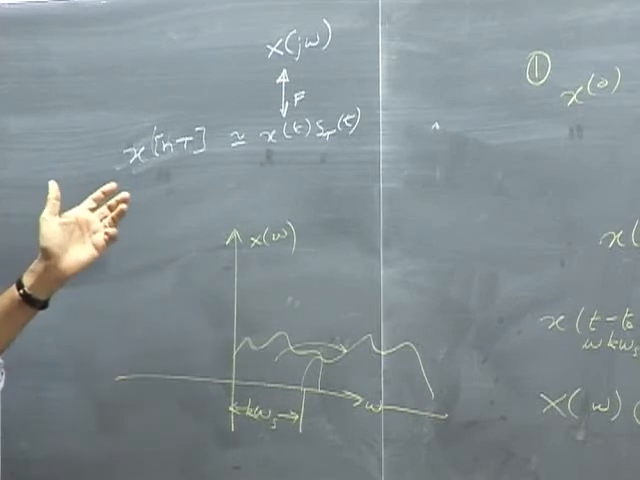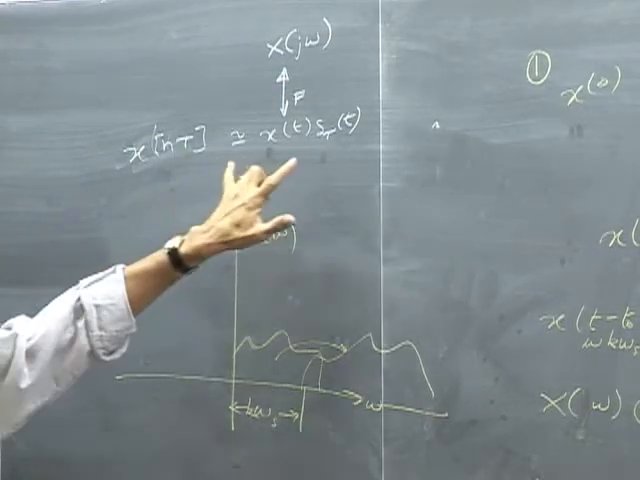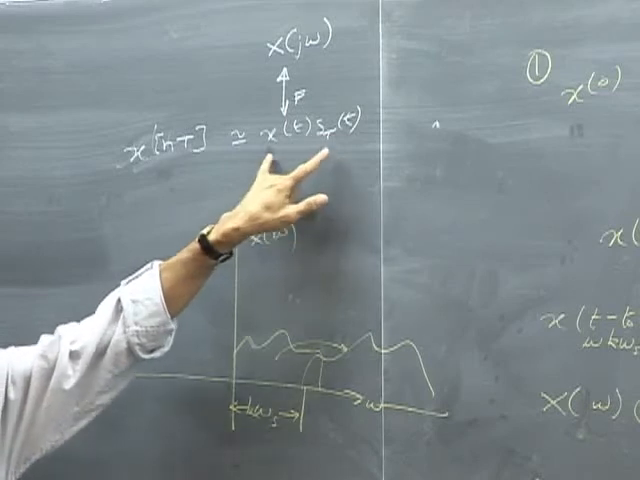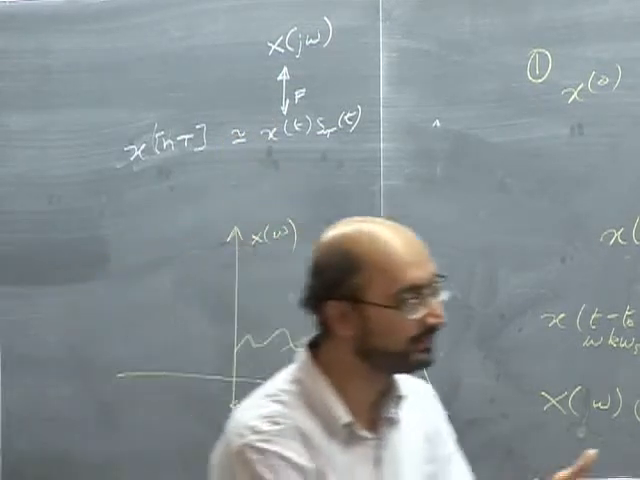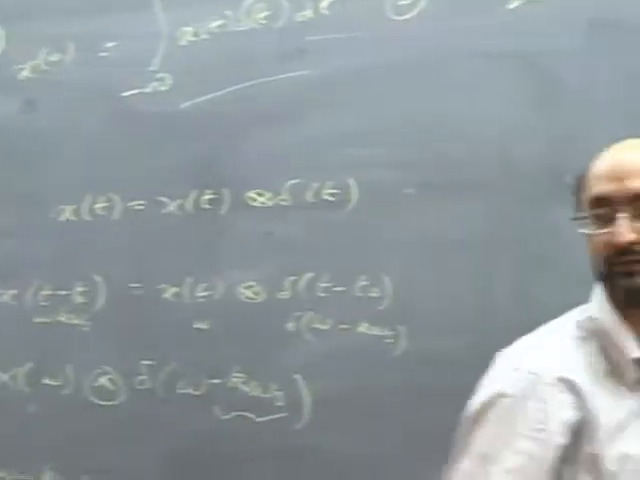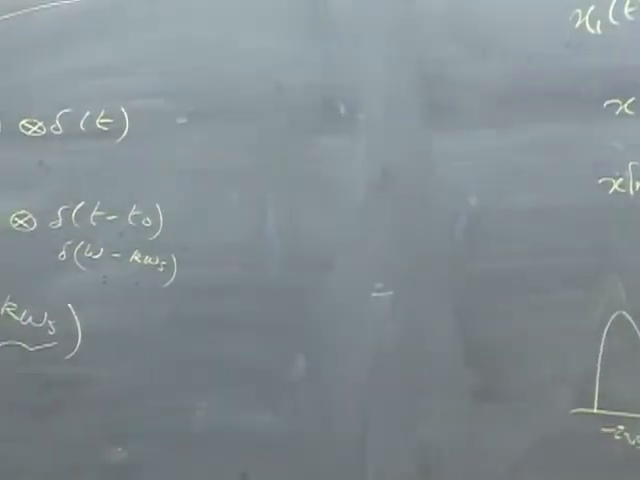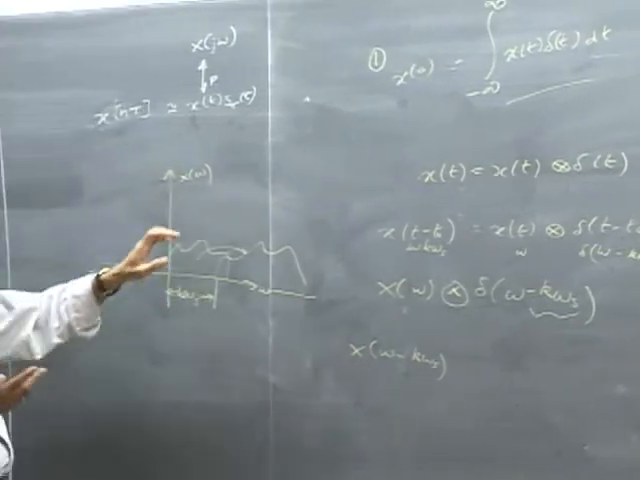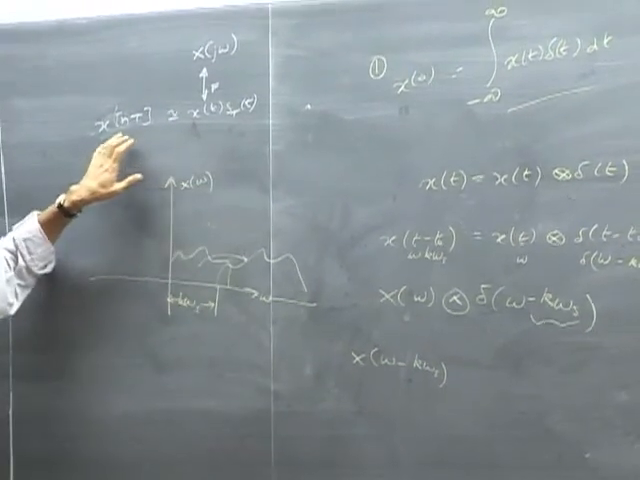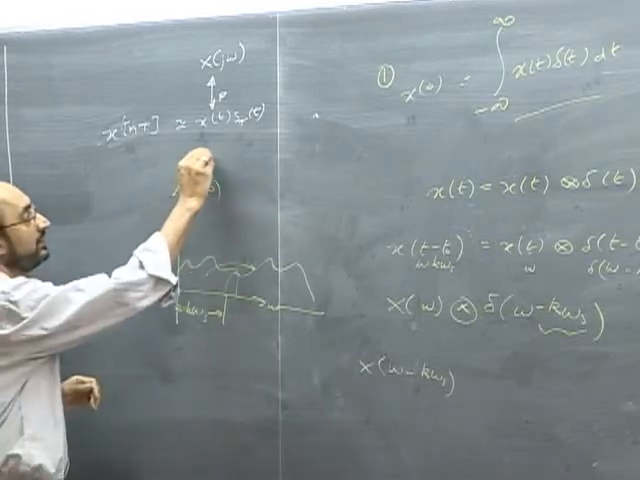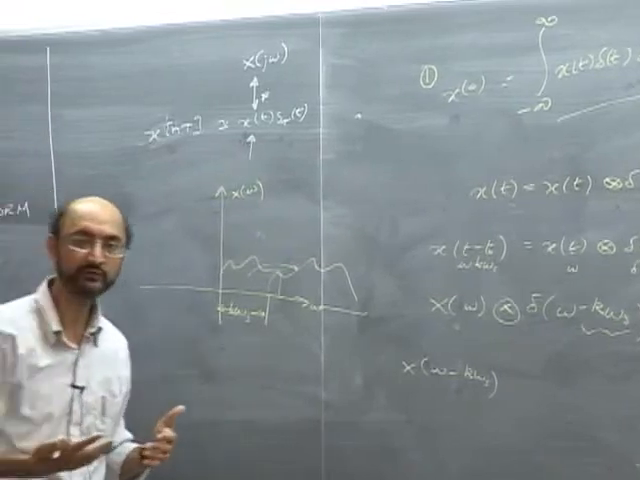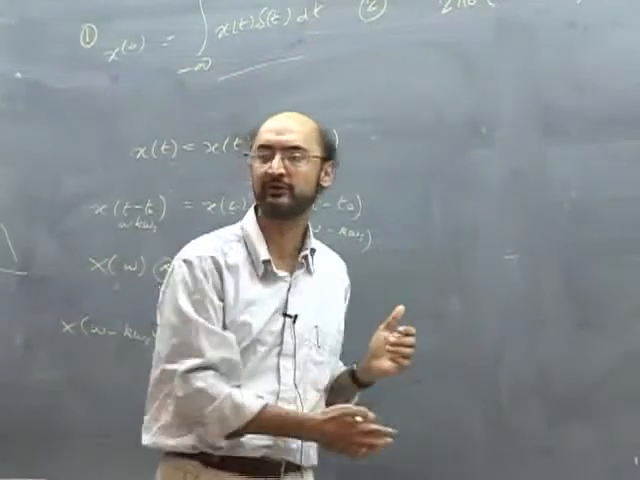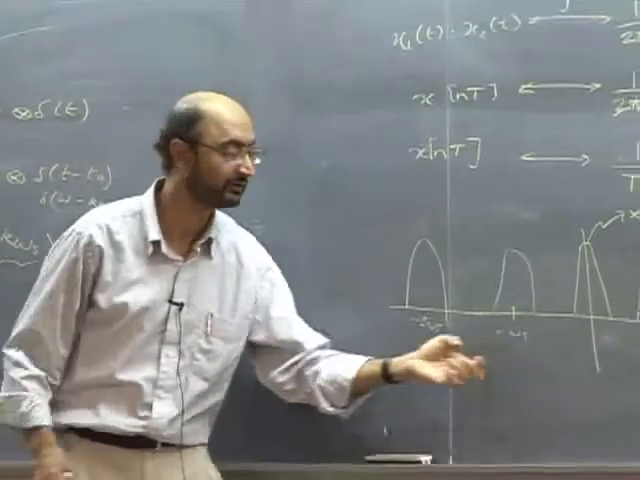And now what I'm saying is that this product is essentially a replication machine. It's like a photocopying machine where you take X(jω) and replicate it in infinite space. But how did I do that? By just sampling x(t) with the impulse train, which is equivalent to infinite photocopies in the frequency domain separated by ω_s, which is 2π over T.